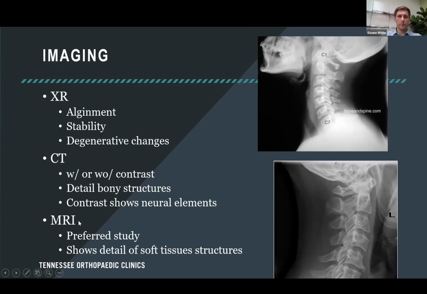Now, for a majority of patients, the preferred study is an MRI, and that is a study that uses magnets to basically help us visualize the soft tissues of the neck, the vasculature, the disc, and particularly the neural elements to see if there's any impingement upon them.